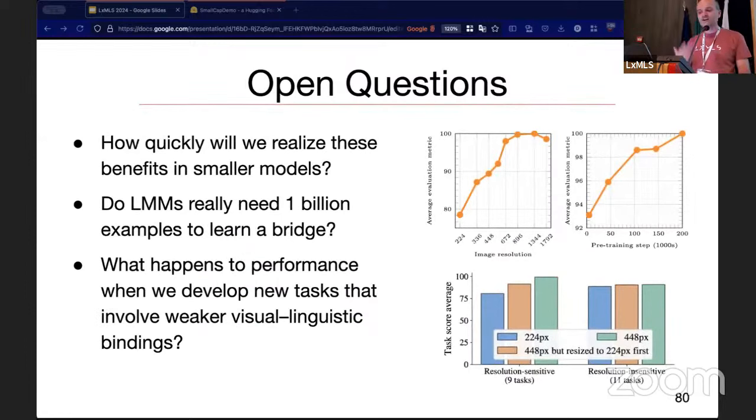So how quickly are we going to see this transition to smaller models? We've seen this happening almost year on year. Slav Petrov also spoke about this a few nights ago, where we're seeing this tenfold reduction in language model technology transferring into smaller models. How quickly will we see this in the multimodal space? You can also ask yourself things like, do large multimodal models need 1 billion examples to learn this bridge? The PaliGemma paper argues you do, and that you get much better cross-task transfer, but 1 billion examples is a lot of data. It's kind of scary.